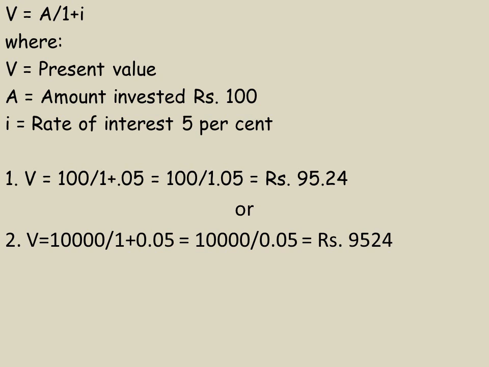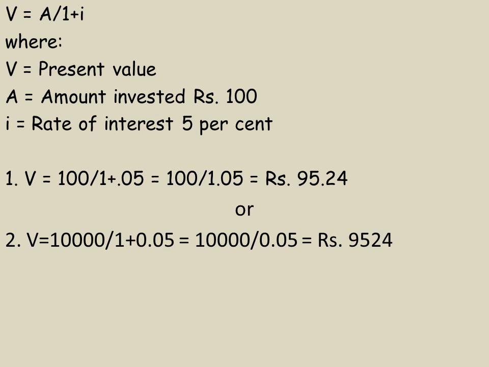So this is how I did it. 100 divided by 1 plus 0.05 is equal to 100 divided by 1.05, which equals 95.24 rupees. If I get 100 rupees next year, the value of 100 rupees in today's terms is 95 rupees only.